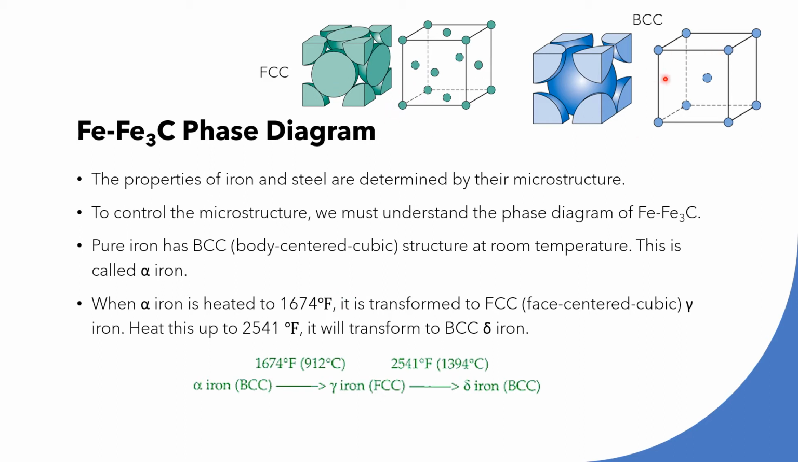So it's kind of like you're changing the way the atoms are attracting each other. So now look at that. You have face-centered cubic, and you have gamma iron. So this structure, you heat up the BCC, and you get FCC, which is your face-centered. Face-centered, look at that.